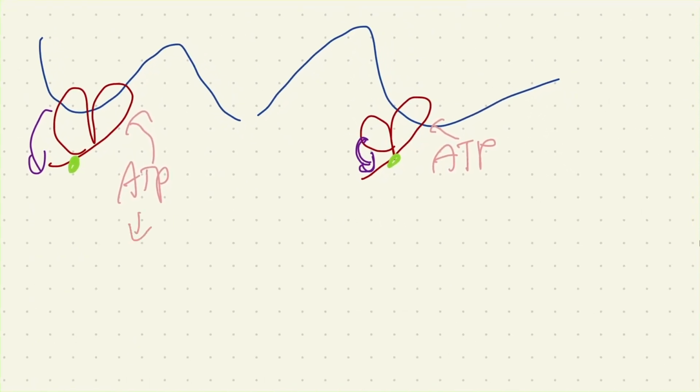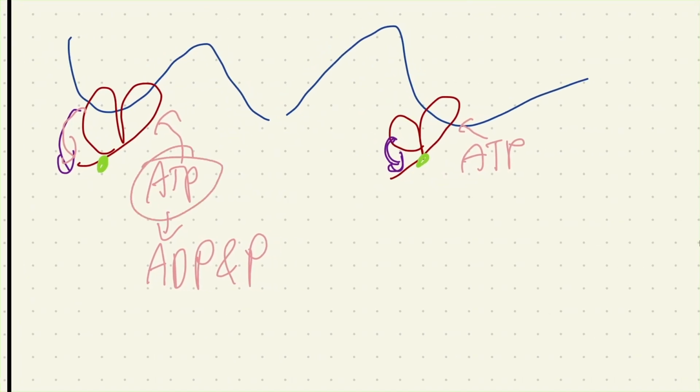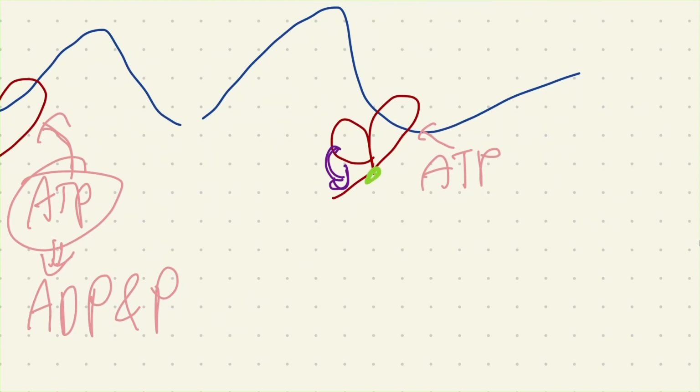This is going to turn to ADP and P. And what that's going to do is continue the power stroke, and you're going to get another stroke, right? And then you're going to get another ATP in, and then you're going to continue to contract over and over. Or ATP is going to come in.